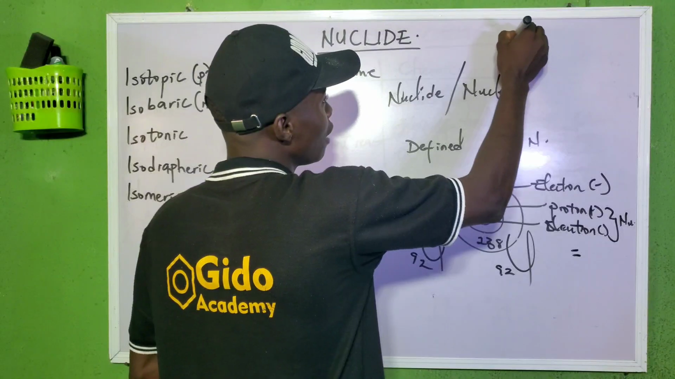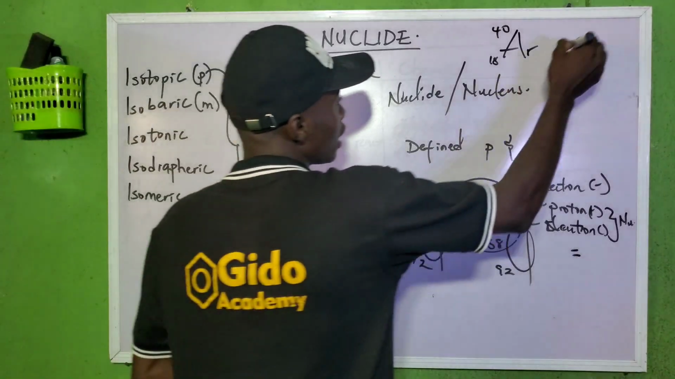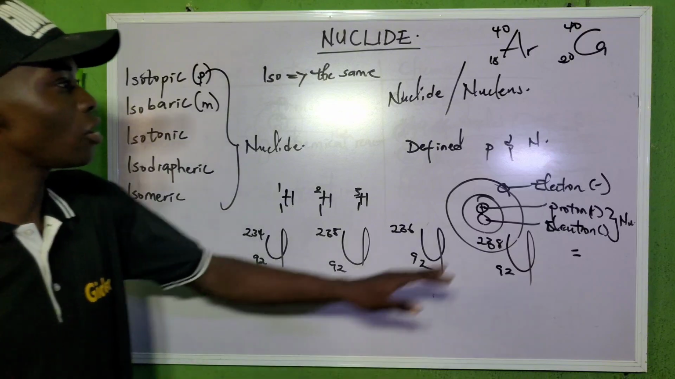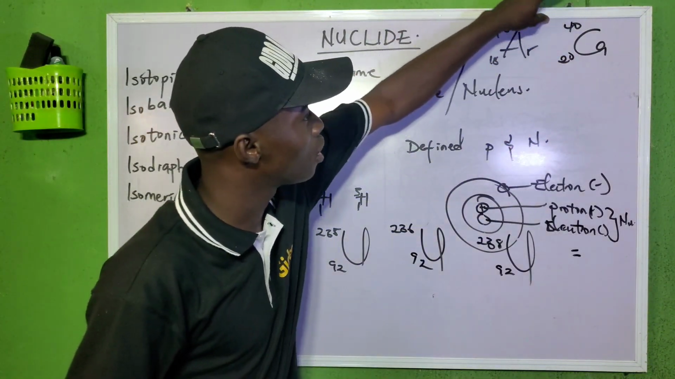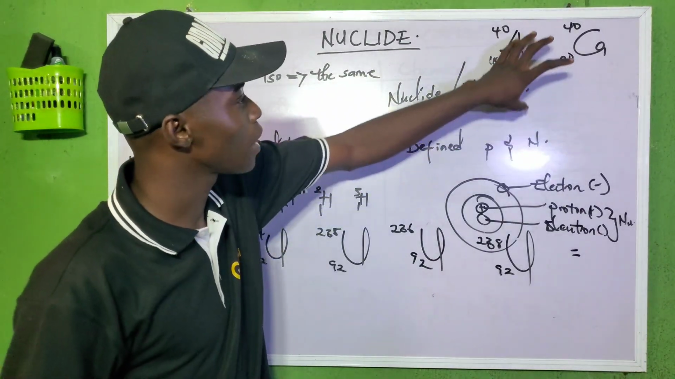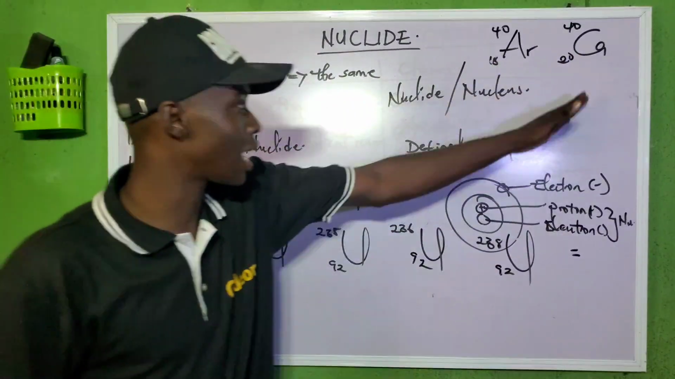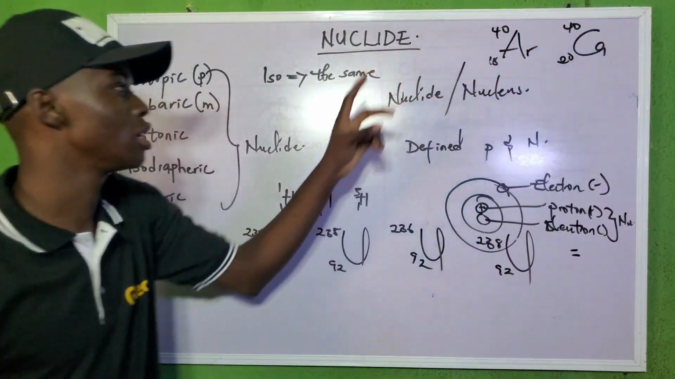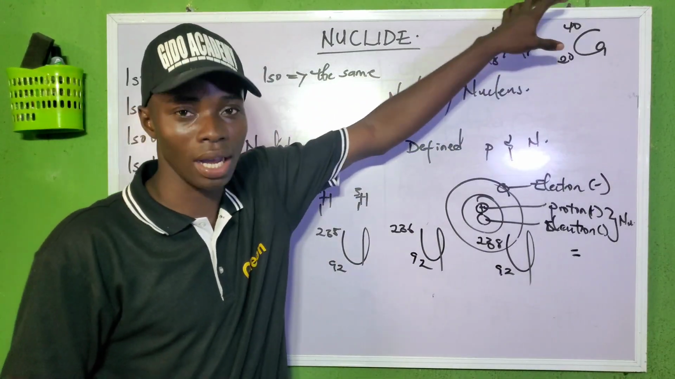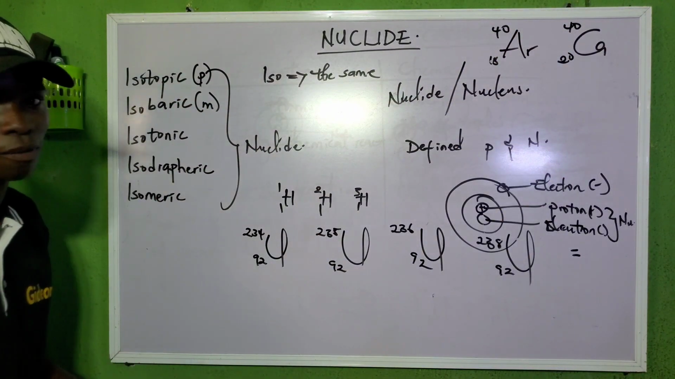Let me give you an example of that. If you have argon, it is 40 and here is 18. Then calcium, calcium is 40 and here is 20. So if you look at this closely, argon and calcium have the same mass number, but different proton number, different electron number. So these are isobaric nuclides. So please take note of that. If elements like this have the same mass number, they are called isobaric nuclides. Then the next one we have here is isotonic.